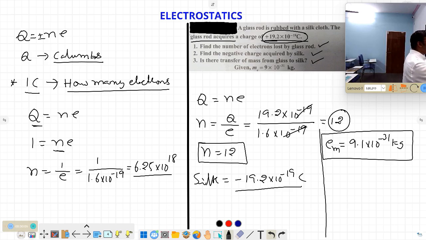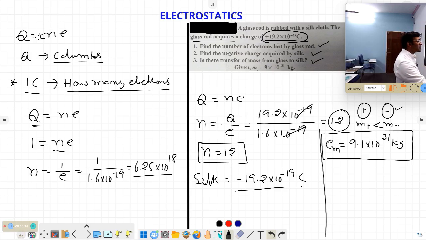Means I can say here, consider a positively charged body and a negatively charged body, both having the same mass initially. In that case, this is m plus, this is m minus. The m plus is always less than m minus, which means the negatively charged body's mass is always more than the positively charged body's mass.